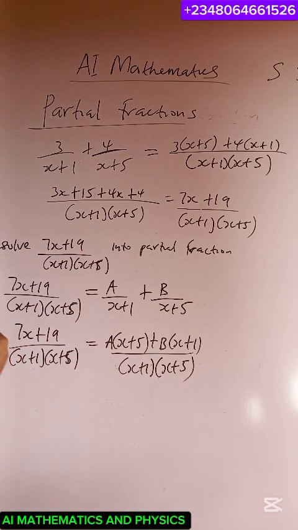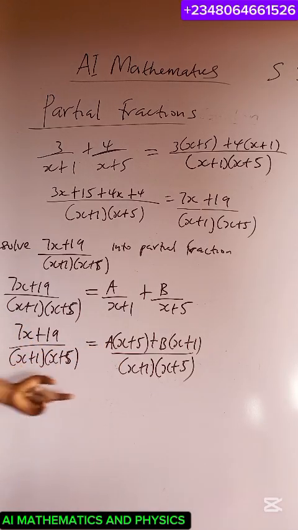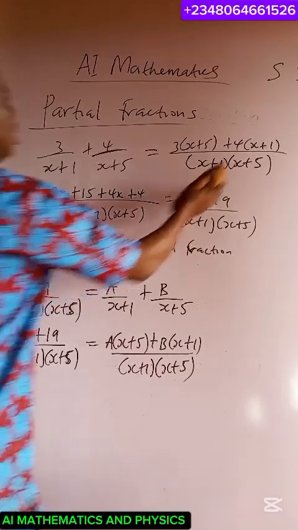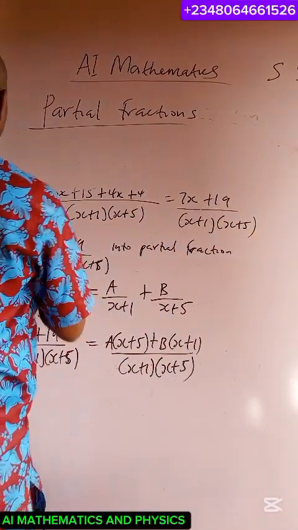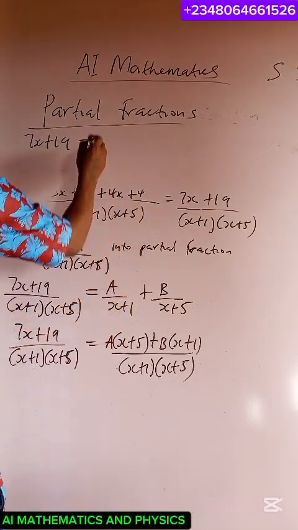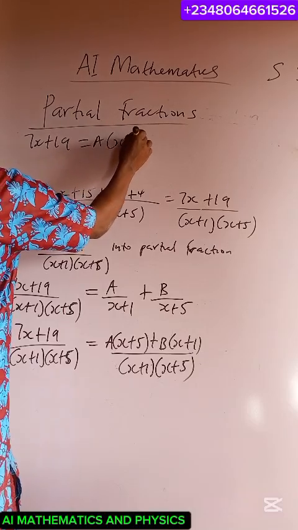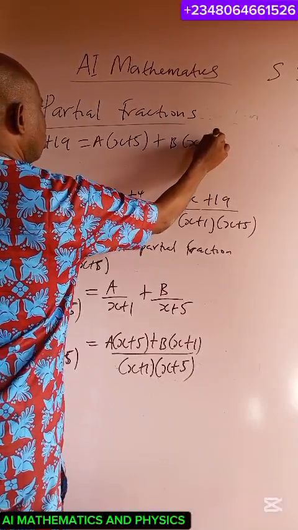In that case, you can see that the fractions are equivalent. When denominators are equivalent, they are the same thing. It means that the numerators also will be the same thing. Just equate numerator to numerator. We have 7x plus 19 equal to A times x plus 5 plus B times x plus 1.